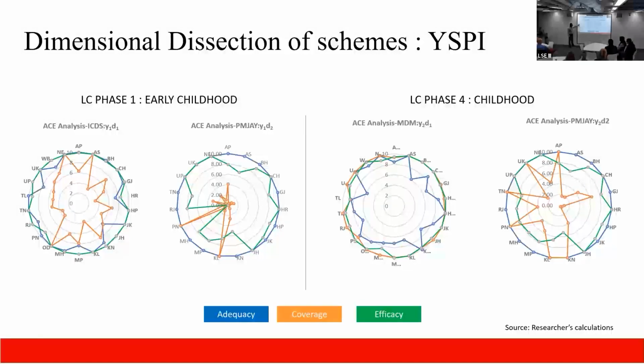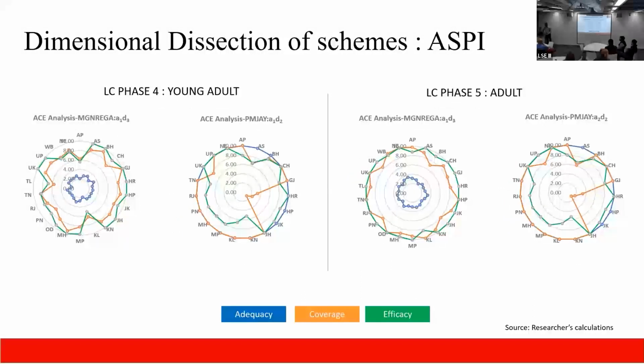So here we can see that in the case of the ICDS scheme, Punjab and Rajasthan are the states having lower coverage, whereas states like Assam have higher coverage, and for the other dimensions like adequacy and efficacy, more or less there is uniformity. So this analysis provides us dimension-level understanding also, where that particular scheme stands in terms of adequacy, coverage, or efficacy. I won't go scheme by scheme, but this is for each of the life cycle phases.